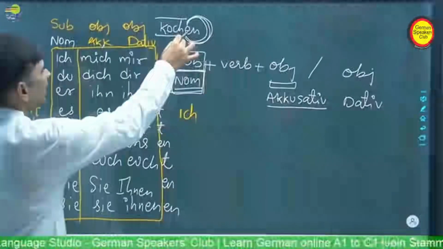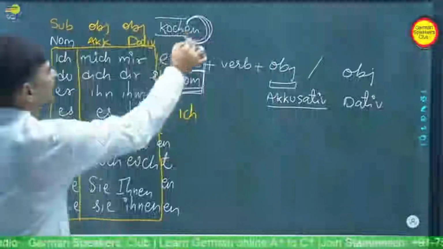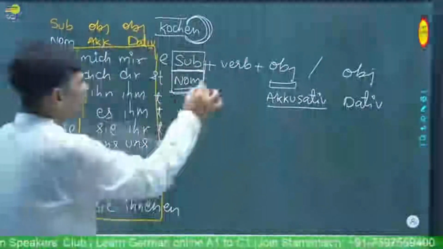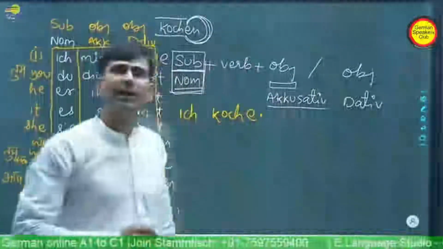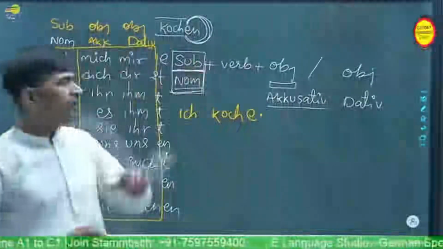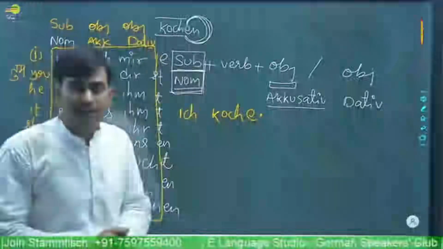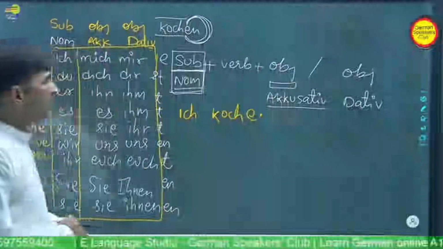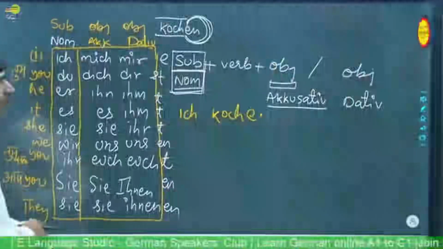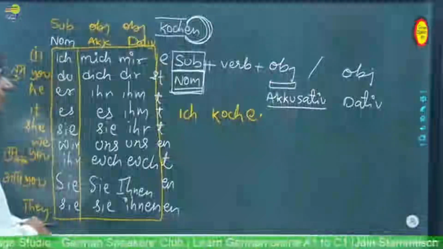So with ich, I know that whatever the verb is which has an en as an ending, I will change it to make e in the end. So ich koche, I am cooking. Now furthermore, I am cooking food. Ich koche. This is the sentence.